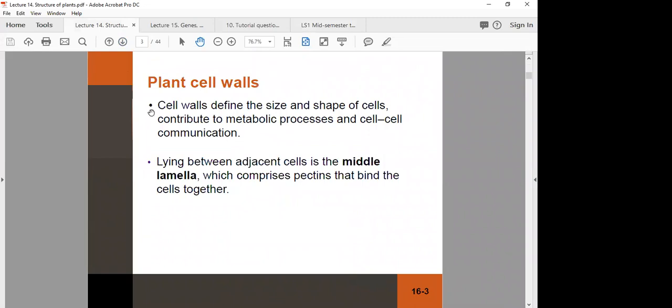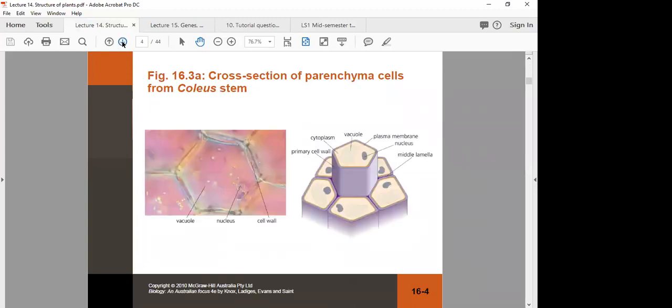So you're familiar with the fact that cell walls define the size and shape of plant cells. They contribute also to metabolic processes and cell-cell communication. Processes that you'll learn, or some of you will learn in more detail next year. Lying in between adjacent plant cells normally is a region called the middle lamella. And this is made of a substance called pectin, which binds the cells together in the same way that you would use mortar to bind bricks together. And we'll look at that on the next slide here.